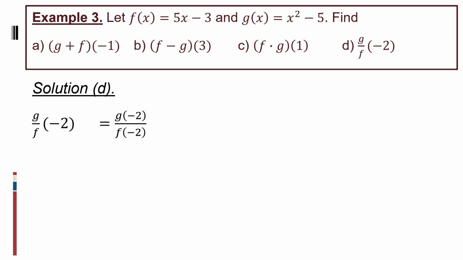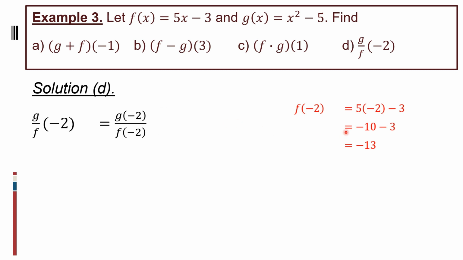And finally, g over f of negative 2 is just equal to g of negative 2 over f of negative 2. Since ini-evaluate natin yung function, we have to check kung yung denominator ba natin ay magzi-zero or not.